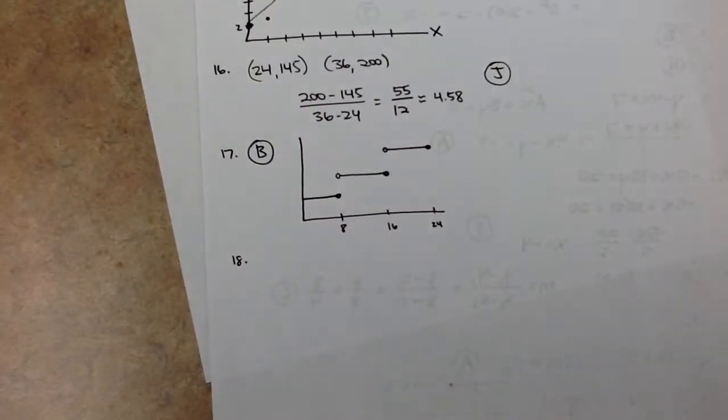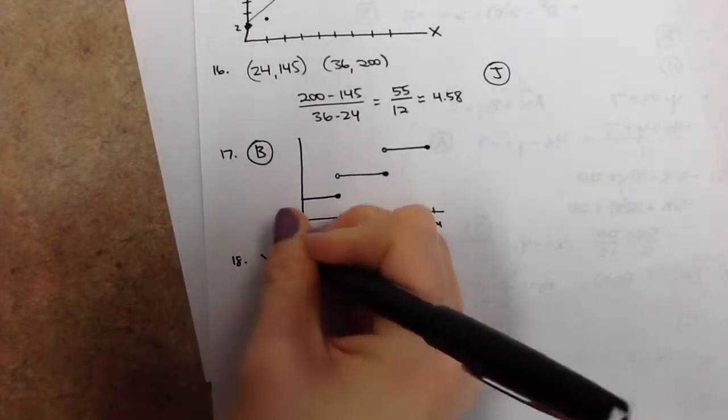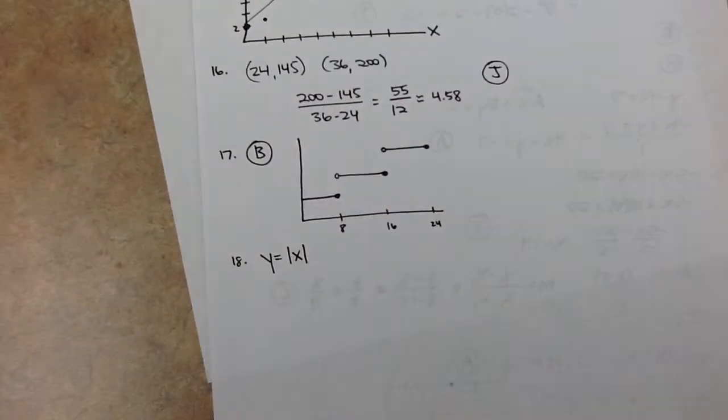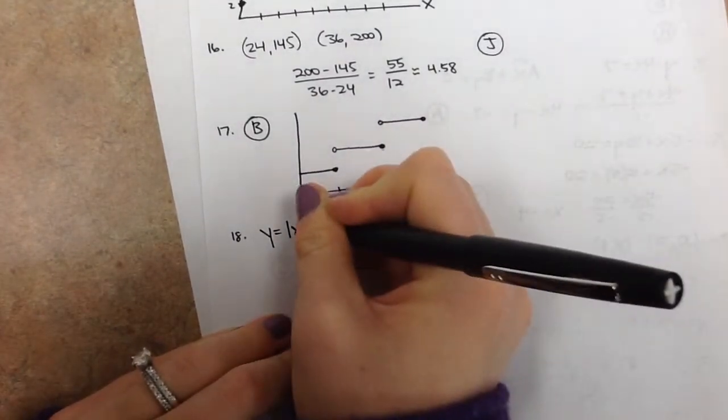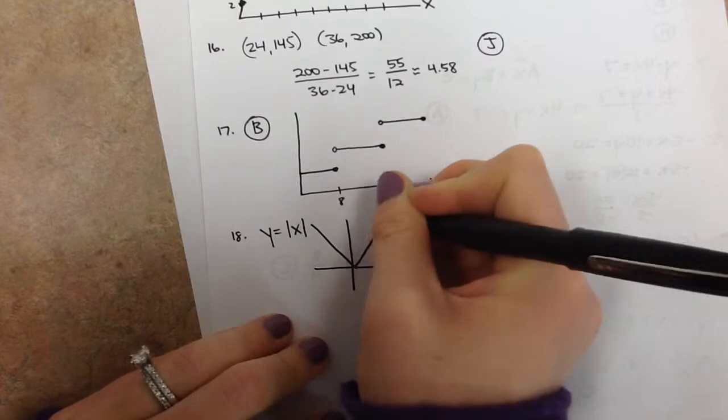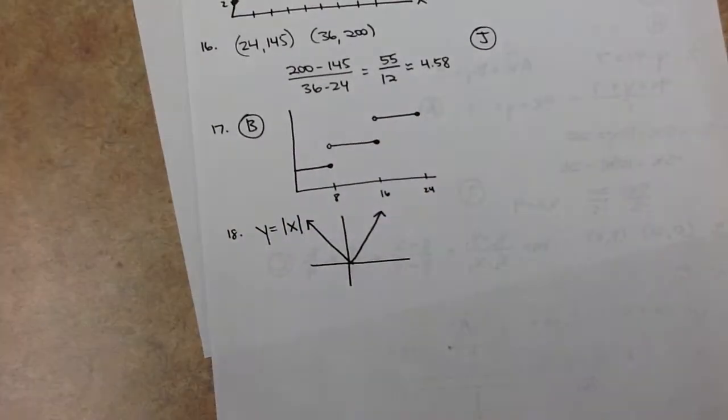Number 18, identify the range of y equals the absolute value of x. So this is the function that maybe we know what it looks like, maybe we don't. This is the absolute value function. It looks like this. It's like that V-shaped. Right at the origin, looks just like that.